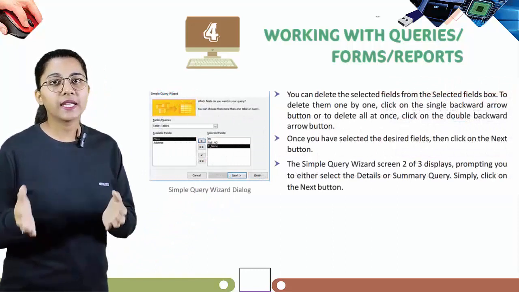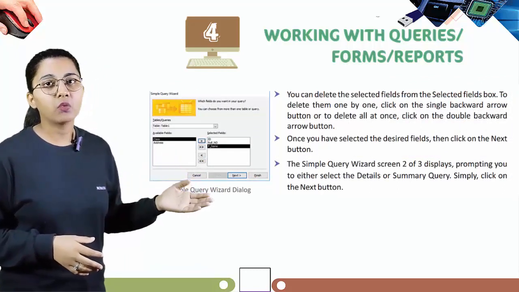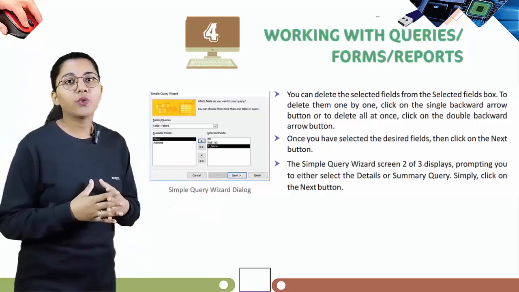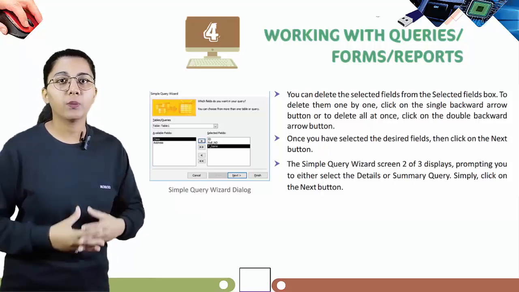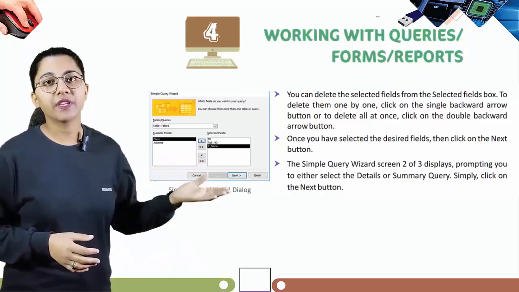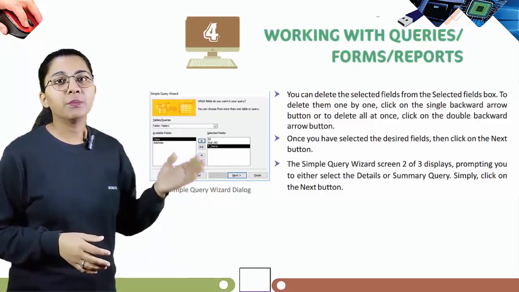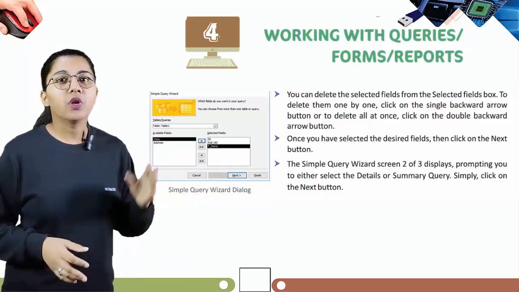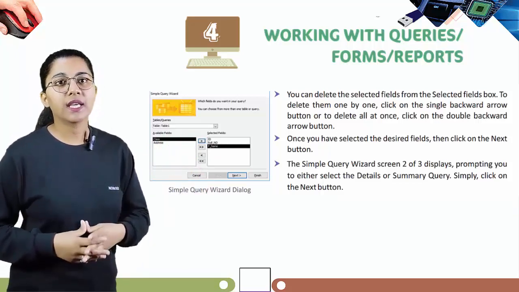You can delete a selected field from the Selected Fields box. To delete them one by one, click on the single backward arrow button, or to delete all at once, click on the double backward arrow button. Once you have selected the desired fields, click on the Next button. Now the Simple Query Wizard screen 2 of 3 displays, prompting you to select either a detail or summary query. Simply click on the Next button.